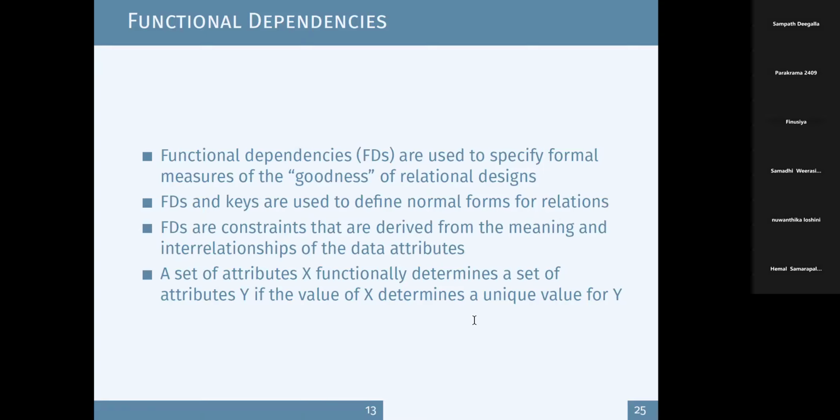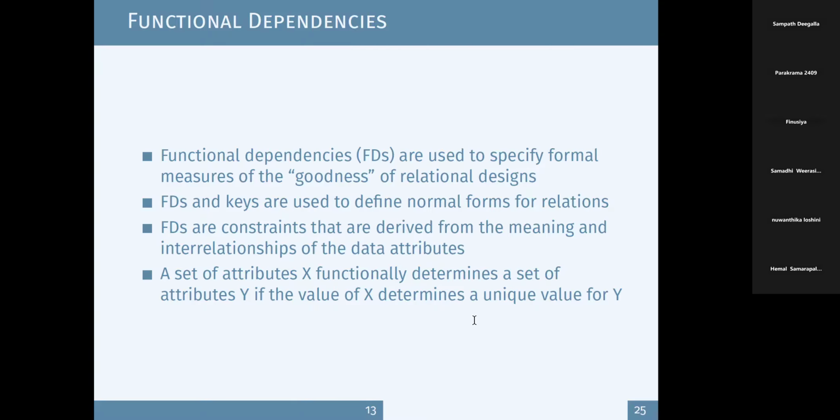Now, before we talk about normalization, we need to understand the concept called functional dependency. Functional dependency means that using one particular attribute, if you can predict other attributes, we can say it's functionally dependent. So when we say attribute X functionally determines a set Y, then given X, you will have a unique value for Y.